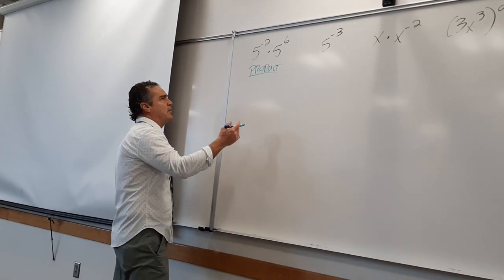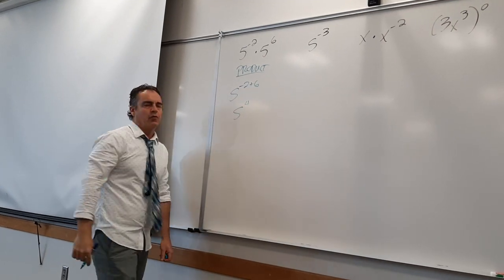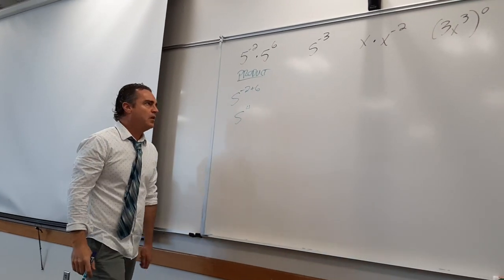They multiply 5 times 5 and say it's 25. This is 5 to the negative 2 plus 6, which makes 5 to the 4th. Say woo if you got it right. Woo. Good job.